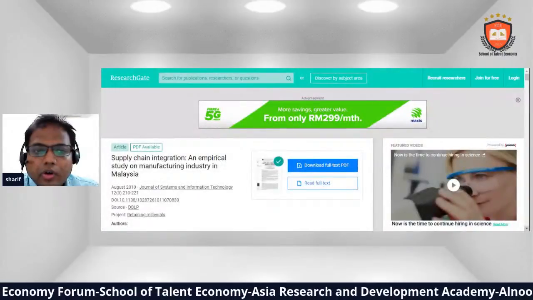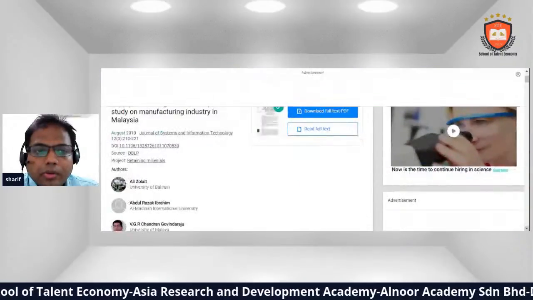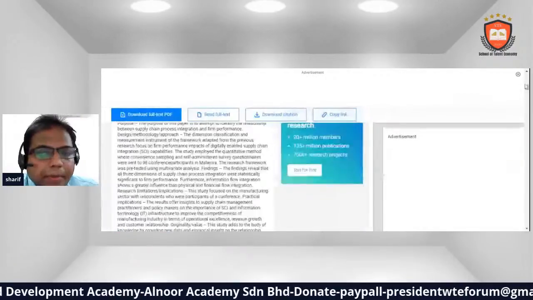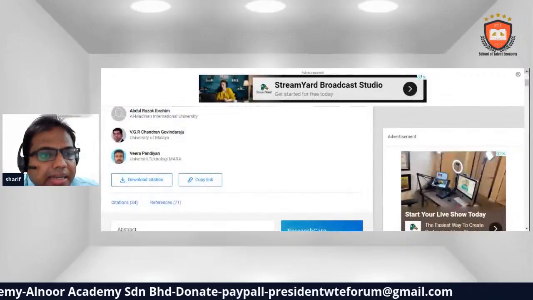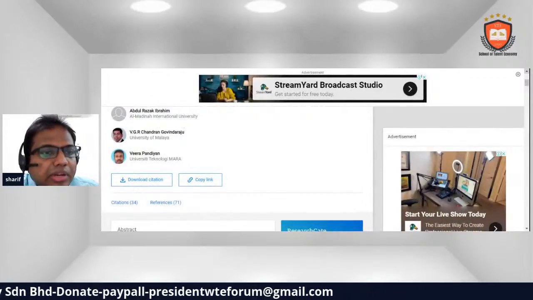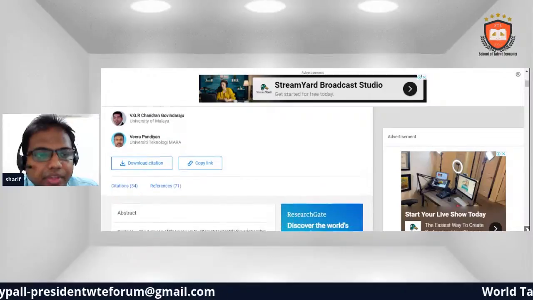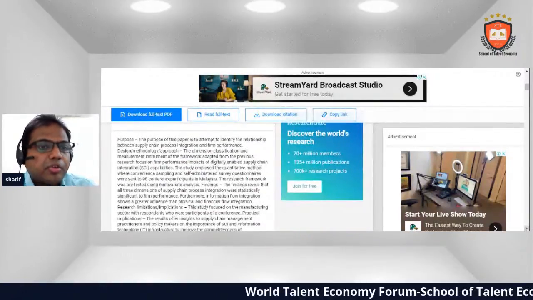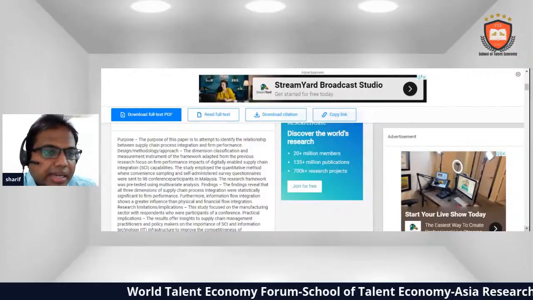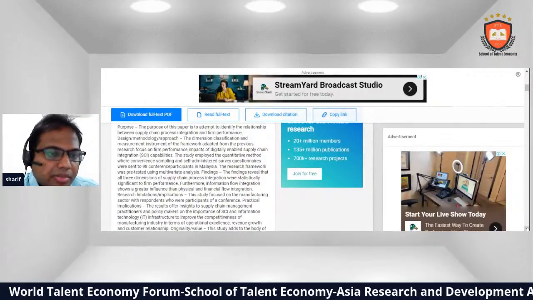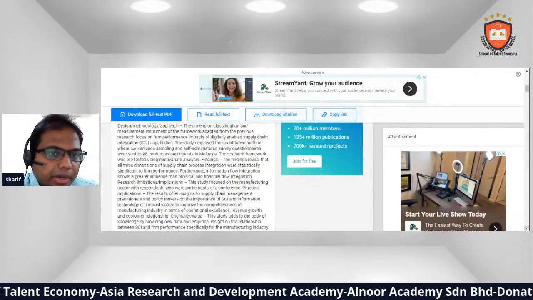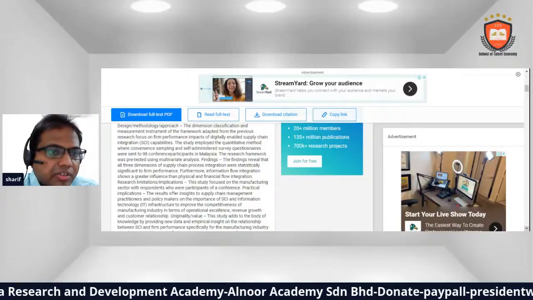Malaysia is a very good place for manufacturing. The paper is on supply chain integration, an empirical study on the manufacturing industry, with good researchers like Veera Pandiyan, V.G.R. Chandran, Abdul Razak and Ibrahim. The purpose of this paper is to identify the relationship between supply chain process integration and firm performance. Design, methods and approach: the dimension classification and measurement instruments of the framework are adapted from the relevant research, focusing on the firm performance impact of digitally enabled supply chain integration capabilities.